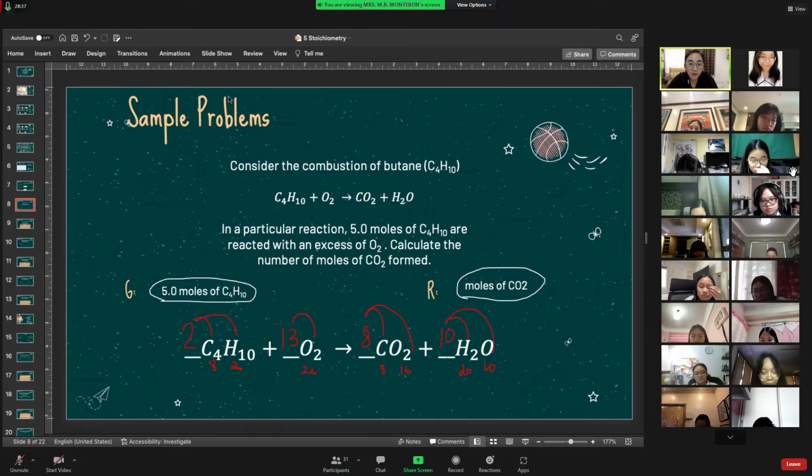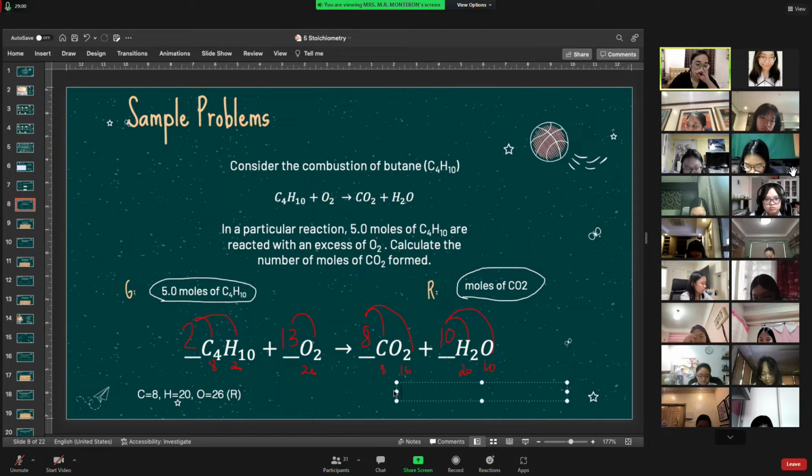So if you can see, it's balanced already. Because if you look at carbon in the reactants, this is 8. For hydrogen, this is 20. And then for oxygen, we have 26. So this is for the reactants side. Now what about for the products? So we have for carbon 8, and then for hydrogen 20 also, and then for oxygen we have 16 plus 10, so it's also 26. This is for the products, okay? So it's balanced already.